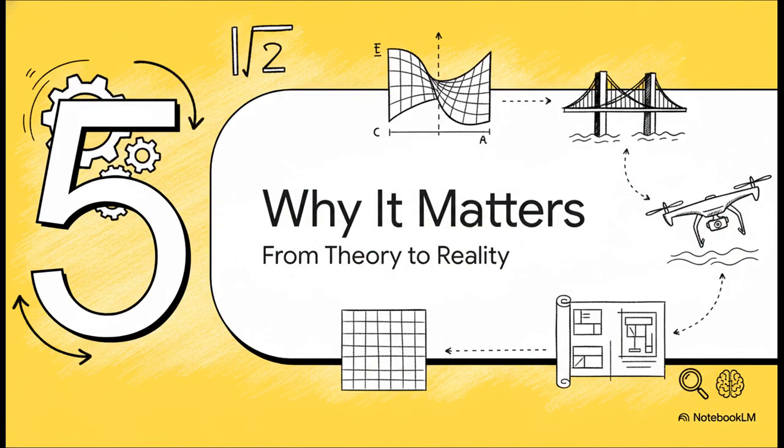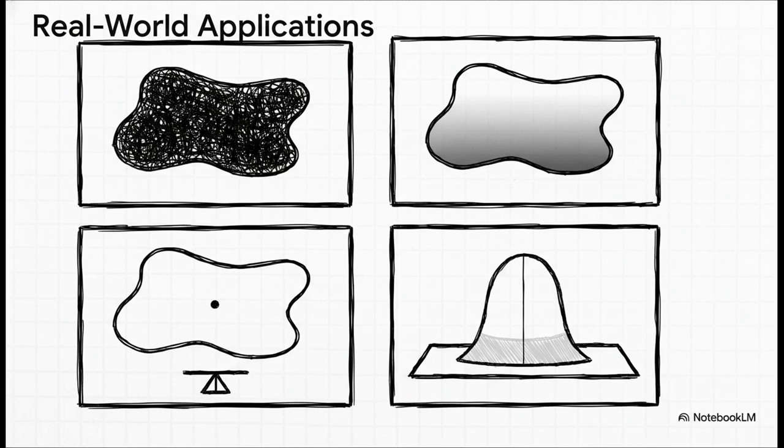Okay, so we have the theory. We've got some cool tricks. But let's bring it back to reality. Why does any of this actually matter? Well, it turns out double integrals are everywhere. They're not just for finding some weird abstract volume. If you just integrate the function f of x,y equals 1, you actually get the area of your 2D shape.